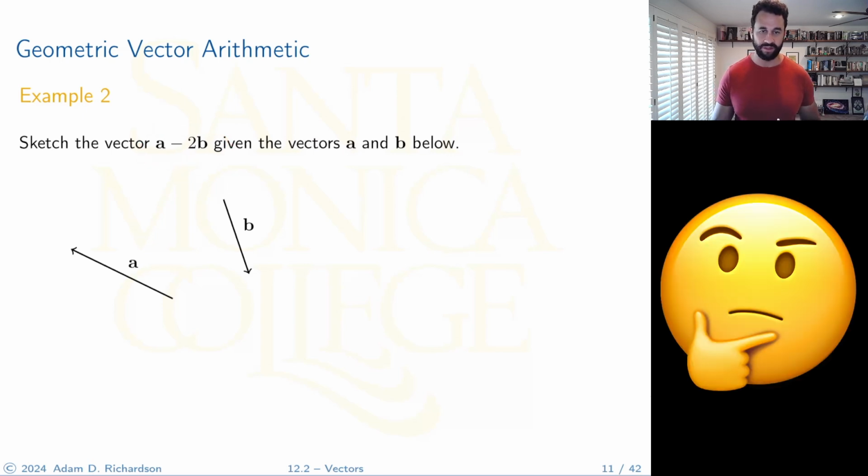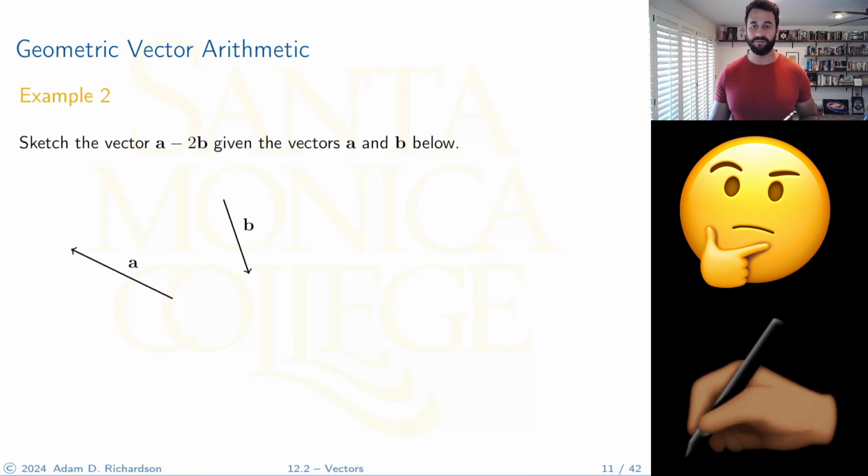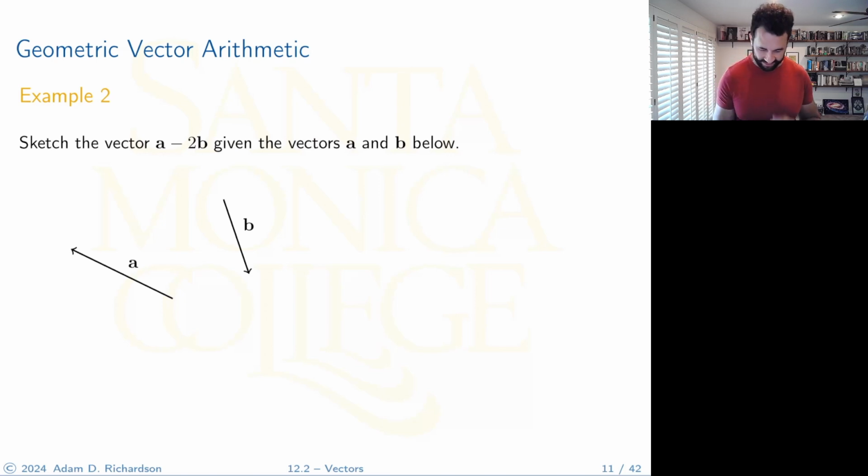All right, think about it for a minute. Then say out loud to yourself how you're going to compute the result of this geometric vector subtraction. All right, now try it out. Draw your two arrows, your two vectors a and b, and compute visually, geometrically, what a minus 2b is. All right, now let's do it together here.